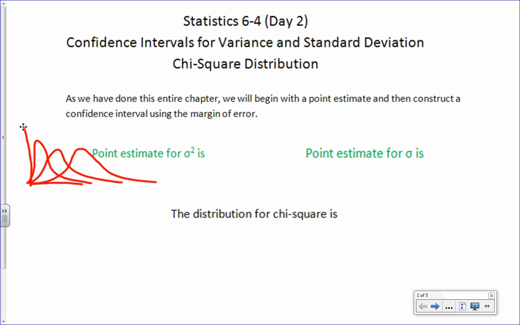But the reason we don't have to worry about negatives is we are actually working towards variance. Because let's face it, if we can find the variance, we can just take the square root and we've got standard deviation. Okay? And so chi-squared helps us.